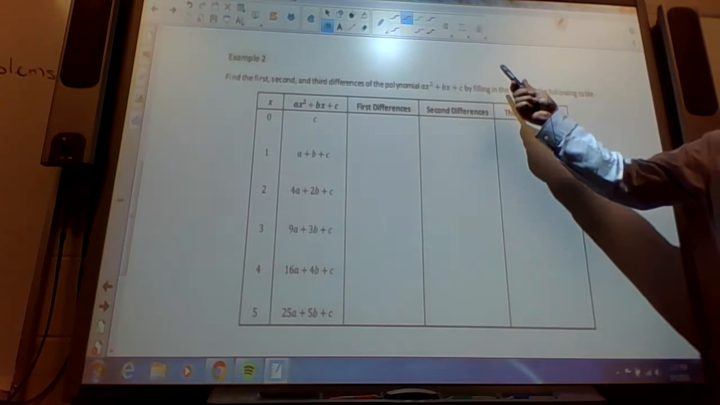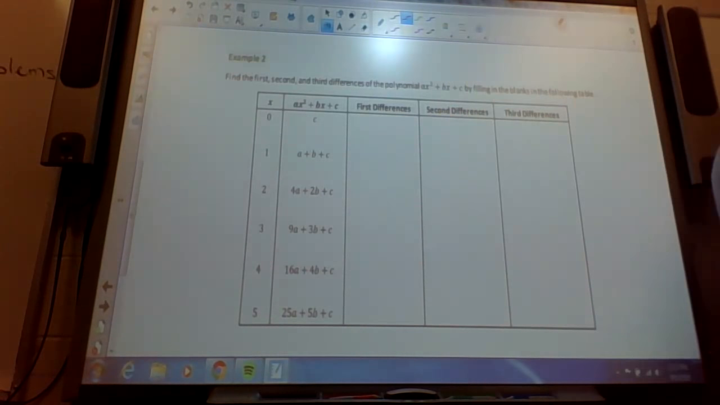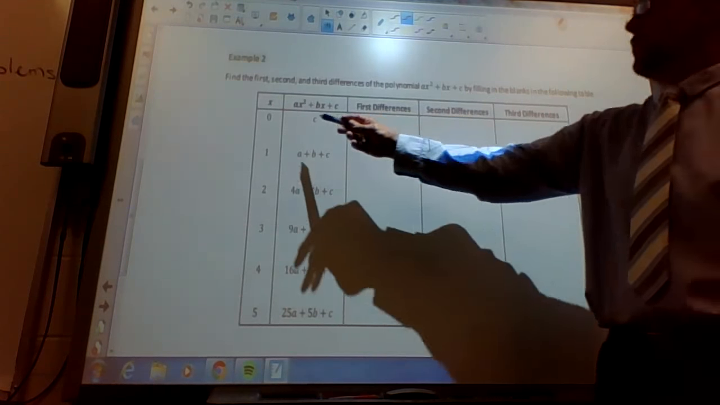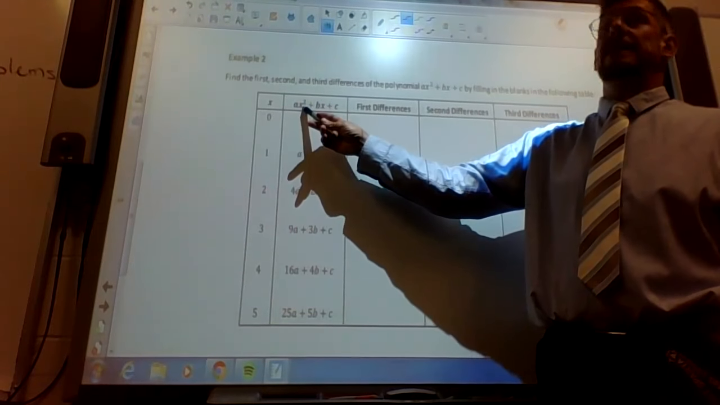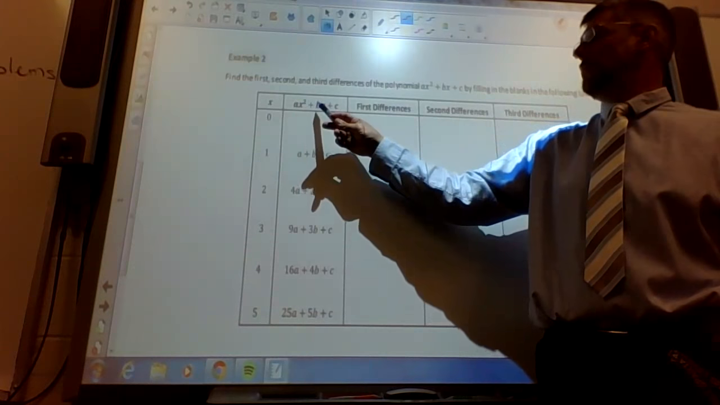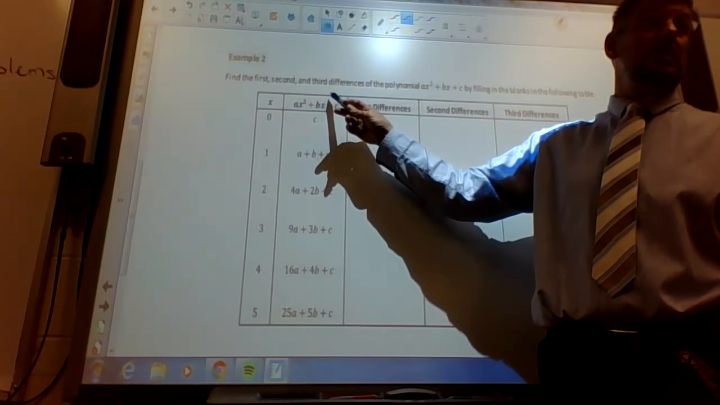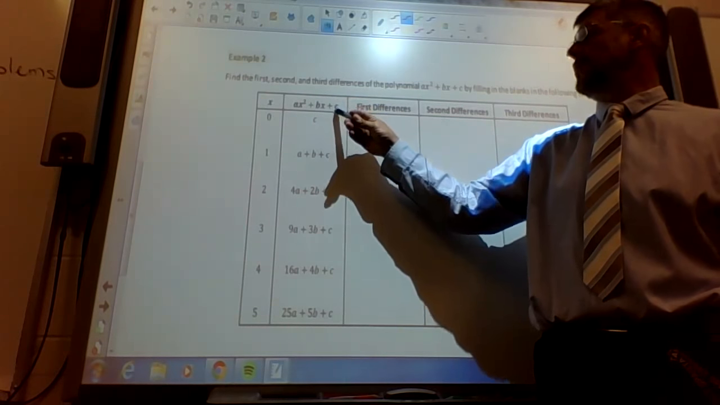Quadratic, right? It's a squared. The highest exponent is a 2, so it's squared. That means quadratic, okay? So when x equals 0, 0 squared is 0, times a is 0. X times b, when x is 0, 0 times b is 0. I'm just left with this c, right?